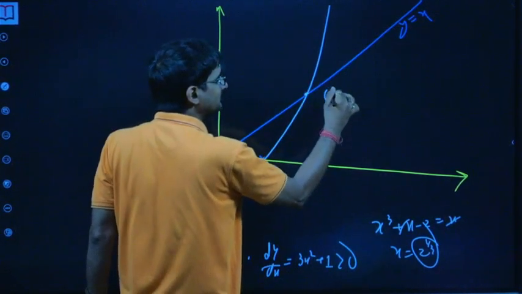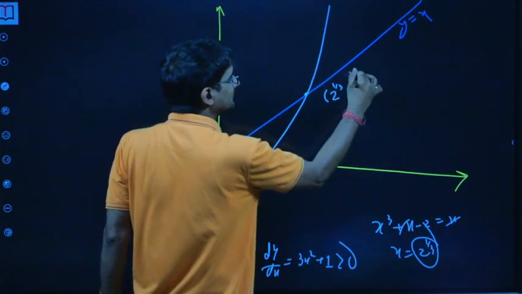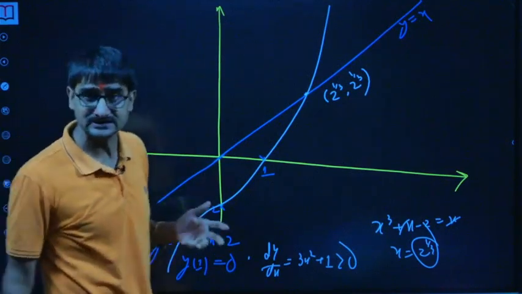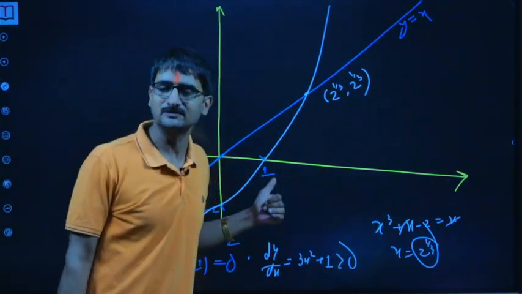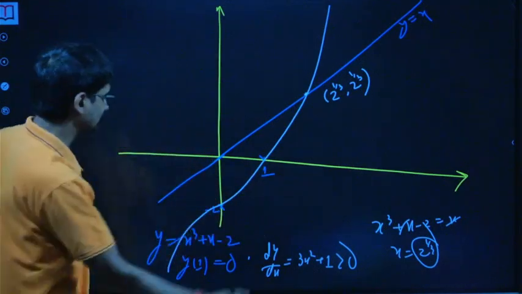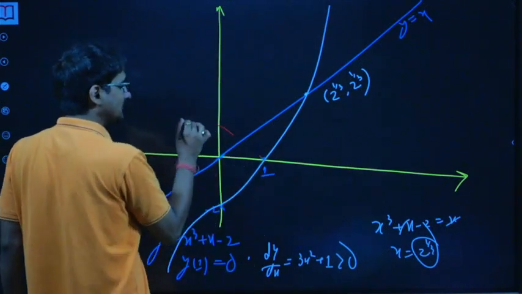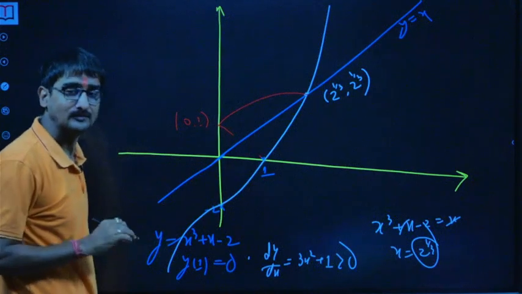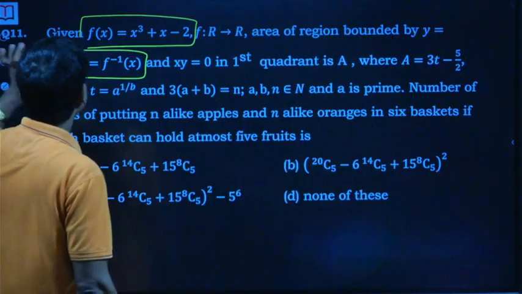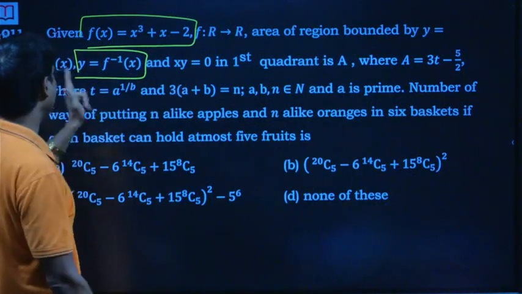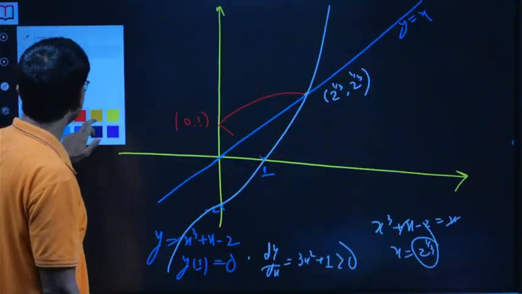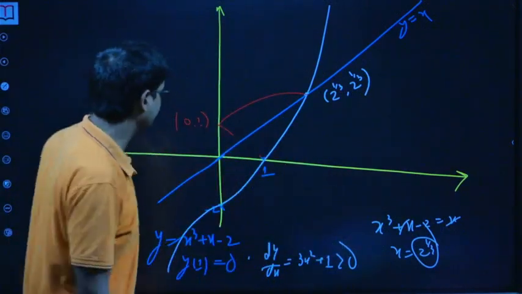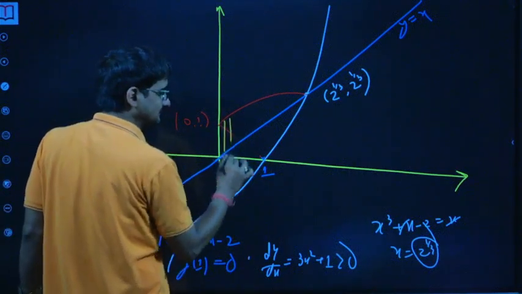Since this point lies on the line y equal to x, both abscissa and ordinate have to be the same. As we have already discussed, the curves of f inverse x and f(x) are mirror images on the line y equal to x. So the mirror image of this point will be here, which is 0, 1, and the rest will go something like this. What are we looking for? The area of the region bounded by this and xy equal to 0 in the first quadrant, the x-axis and y-axis. So what we need here is this region.